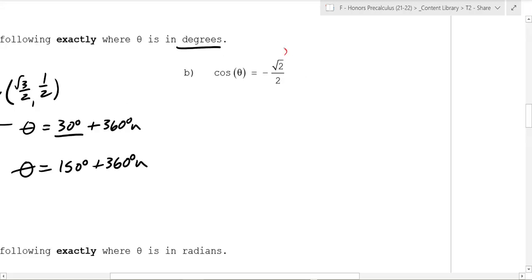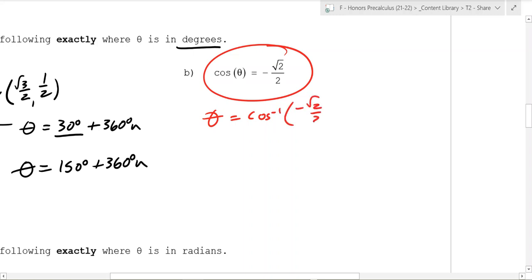So this one's now asking the cosine of what angle is equal to negative root 2 over 2. Another way to say this is theta is equal to the cosine inverse of negative root 2 over 2.